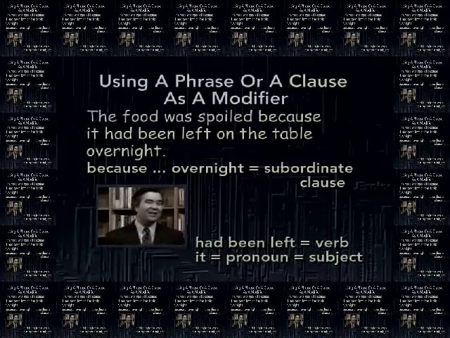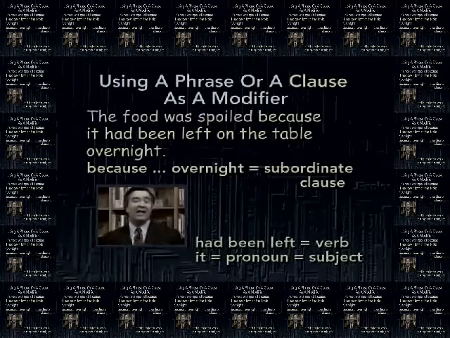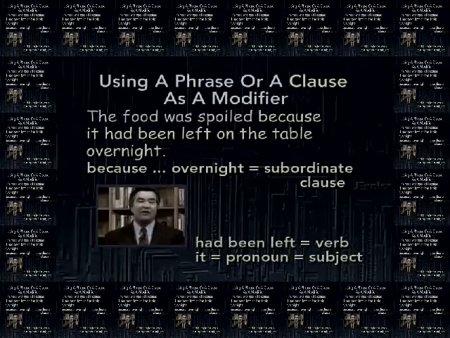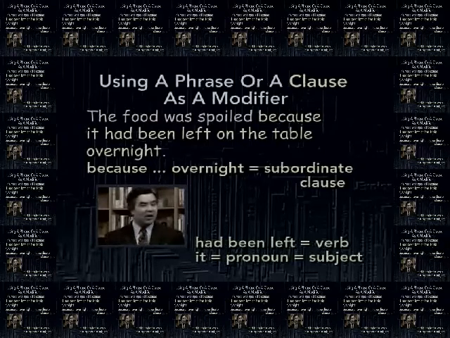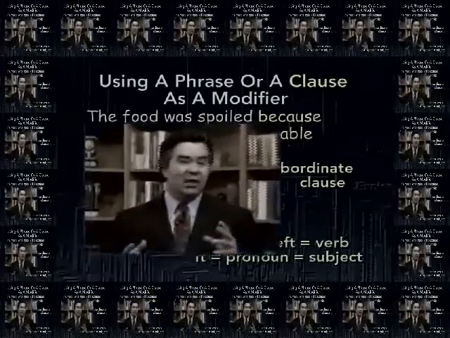Therefore, this subordinate clause is acting as a kind of adverb. It's giving more information about, or modifying, the verb was spoiled. So here we have an entire clause acting as an adverb, acting as a modifier. So in the two sentences we've just looked at, we've seen how groups of words can act as modifiers. In the first sentence, we saw a group of words acting as an adjective, modifying the pronoun I. In this sentence, we have a group of words, a clause, acting as an adverb, modifying the verb was spoiled. So now we can see how groups of words, phrases, and clauses can act as modifiers.